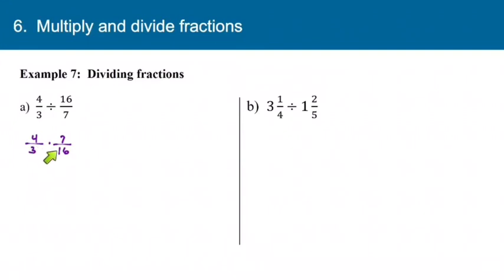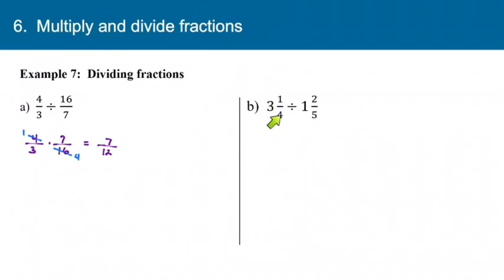And now I can notice that I have a 4 and a 16, so I'm going to be able to divide both of these by 4. 4 divided by 4 is 1, and 16 divided by 4 is 4. And now 1 times 7 is 7, and in the denominator 3 times 4 is 12. And that one cannot be simplified, so that one's finished. And now let's try part B.